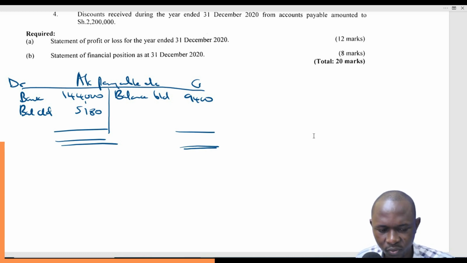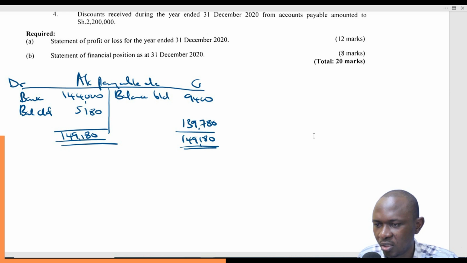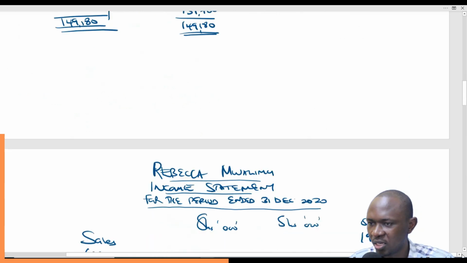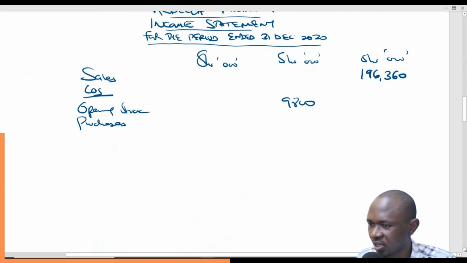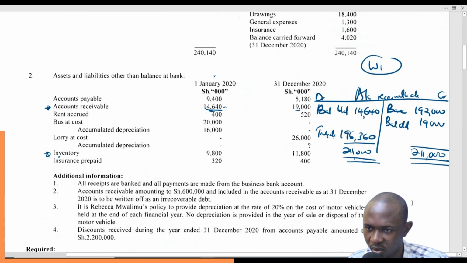So we add 144,000 plus 5,180. This gives us 149,180, minus 9,400. That gives us 139,780. So this is for the trading account. 139,780 will be the figure that will come here.